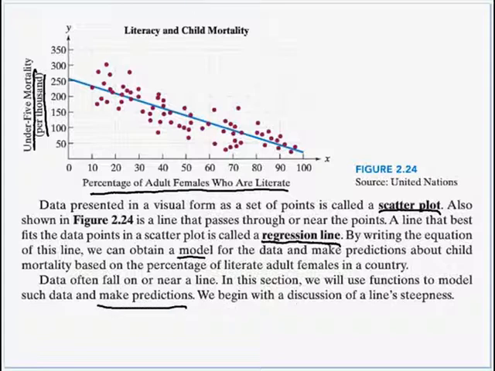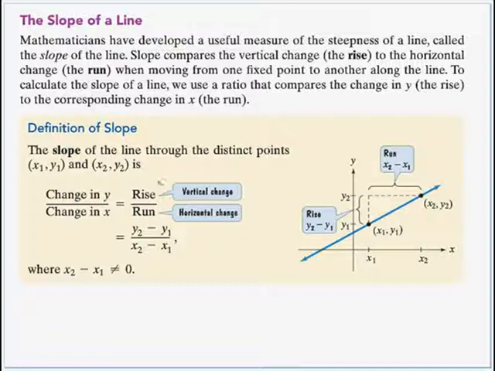We begin with a discussion of a line's steepness. And mathematicians have developed a useful measure for the steepness of a line, and we call that slope. Slope compares the vertical change, or the rise, to the horizontal change, or the run, when moving from one fixed point to another along that line. To calculate the slope of a line, we use a ratio that compares the change in y, the rise, to the corresponding change in x, the run.